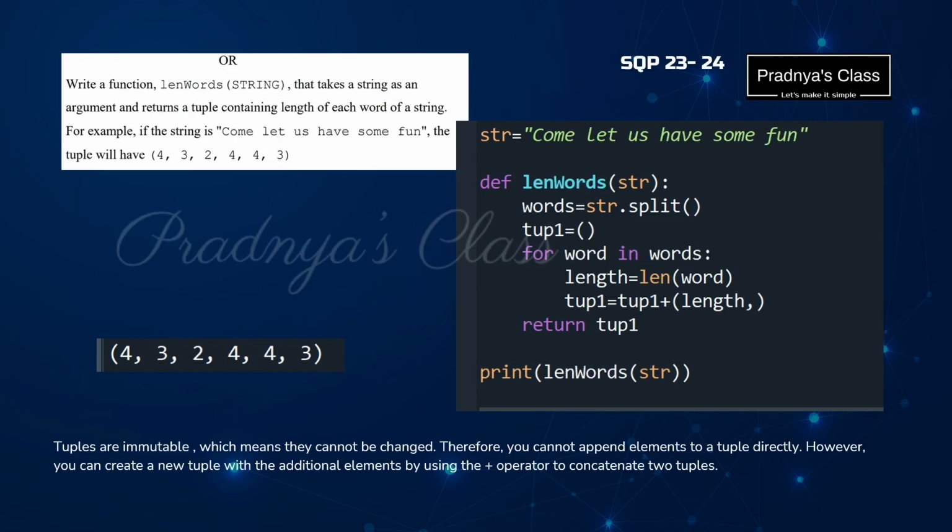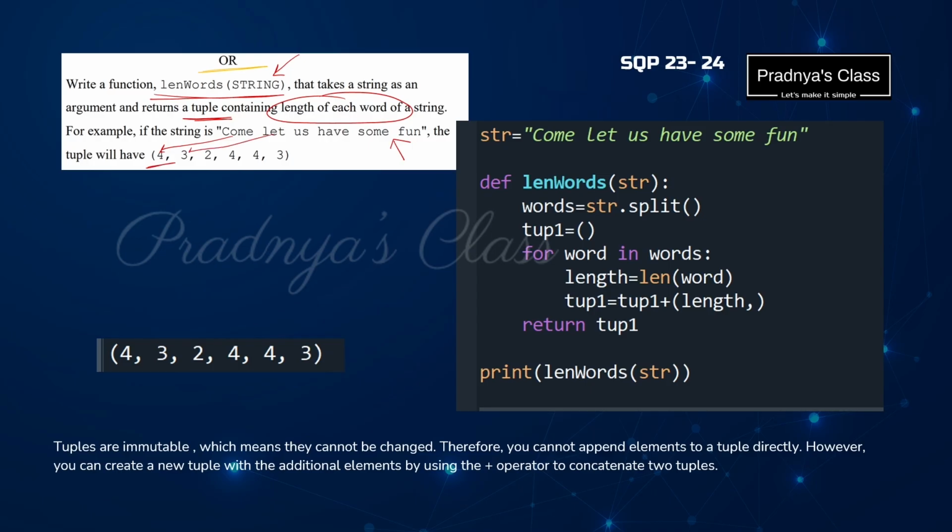For that second question, we have a choice. So let's check out the OR part. In this also we need to write one code. Read it carefully. Here is the function len_words taking parameter string. What will this function be doing? Returns a tuple containing the length of each word of the string. Here is the given string: Come, let us have some fun. Now look at the output. We are getting the length of each word.